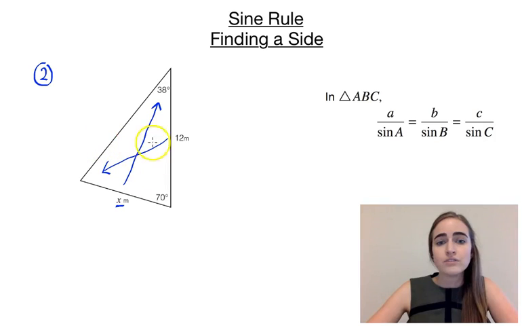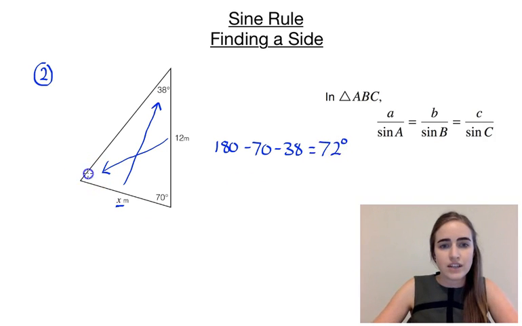We know that the angles in a triangle add up to 180 degrees. We already have an angle of 38 and an angle of 70. So to figure out this angle, we can go 180 minus 70 minus 38, and that would give us an answer of 72 degrees. So this angle down here is 72. Now that we know that, we can use our sine rule.